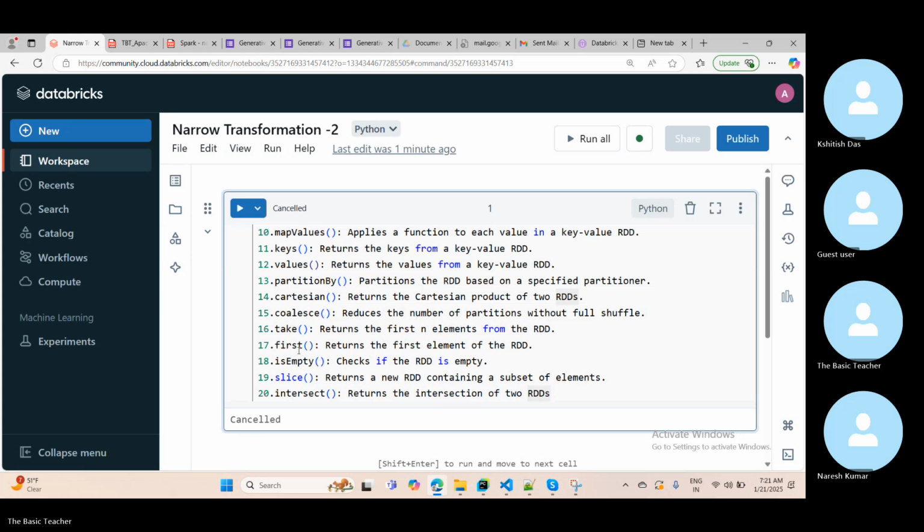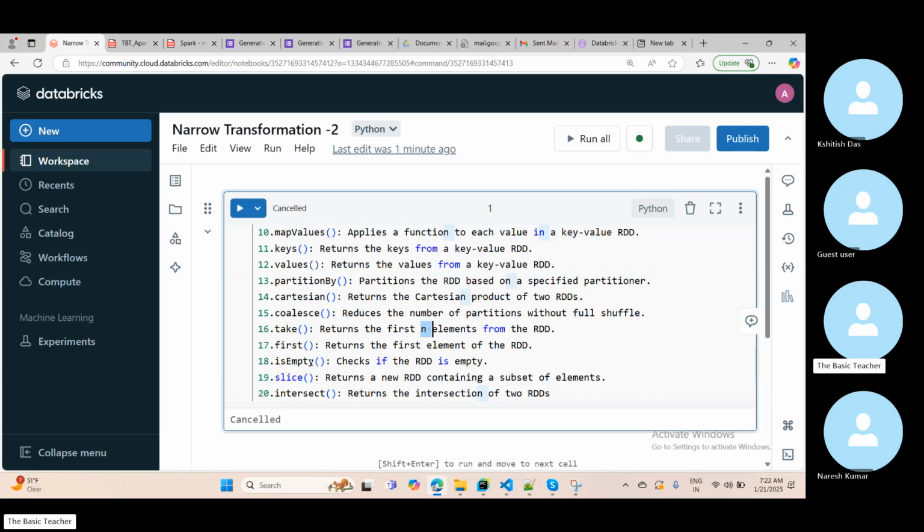Then first is also similar to take only. This is also used for sampling itself, but returns the first element of the RDD. This is making sure that it is picking up the first one, and take is for the first n elements. So you can see there is a number for how many records it is taking. That means it is going to take a parameter: take 5 records, 10 records, 20 records, like that. But with first you have no parameter. This is just going to pick up the first.